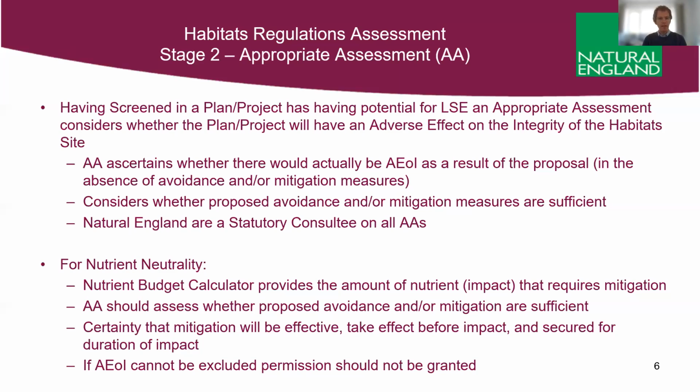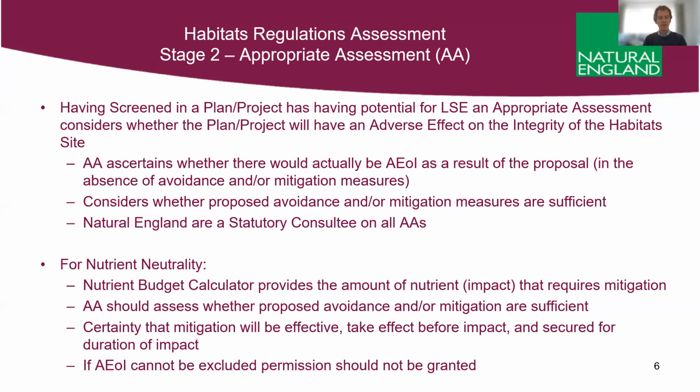So again, thinking specifically about nutrient neutrality, the purpose of the calculator is to provide the figure for the amount of impact that there's going to be. So it will provide you a figure for how much nutrient will be generated by the proposal, which then obviously gives you the figure for the mitigation requirement. So it provides you with that vital piece of information to use in the appropriate assessment. Then the appropriate assessment would need to consider whether the proposed avoidance or mitigation measures are sufficient to offset that impact from the new development.